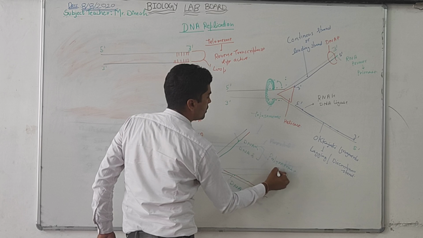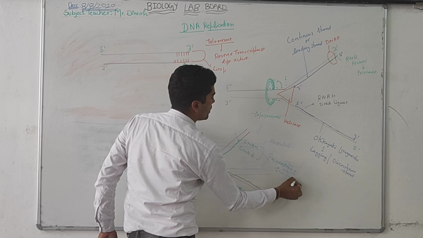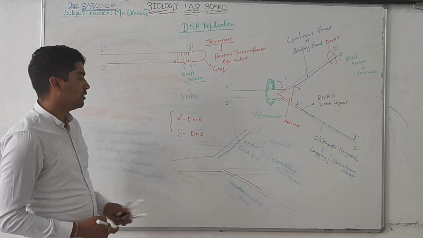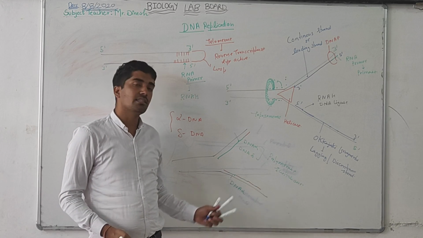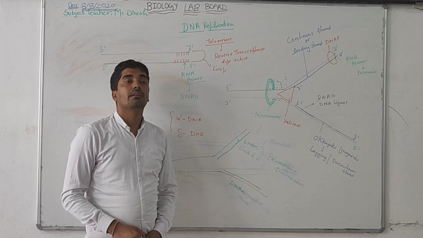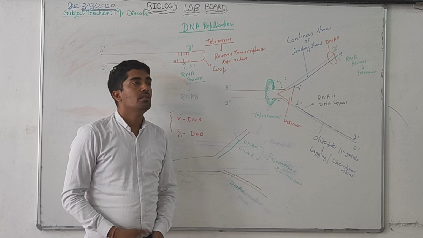Polymerase switchover does not take place in this lagging strand. Hence, there is a small fragment in the lagging strand in eukaryotes. But there are different reasons in different cases.